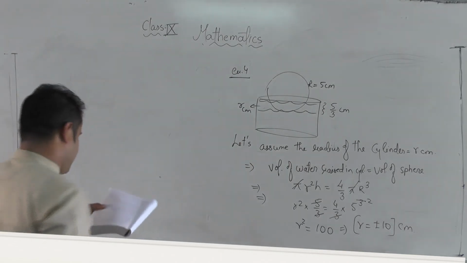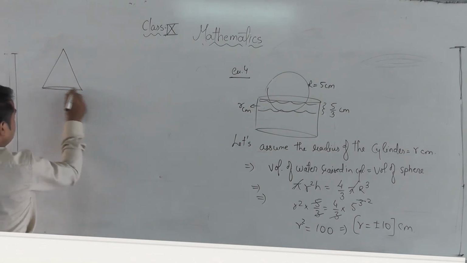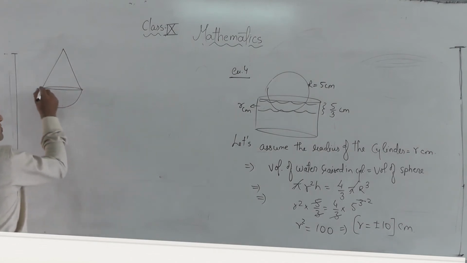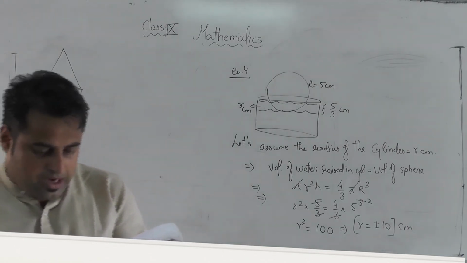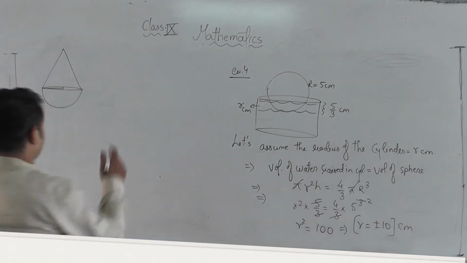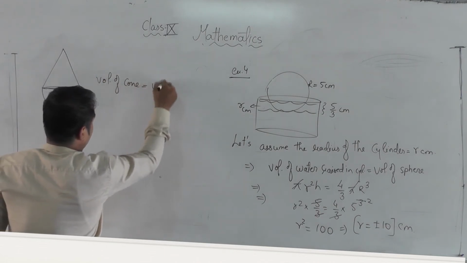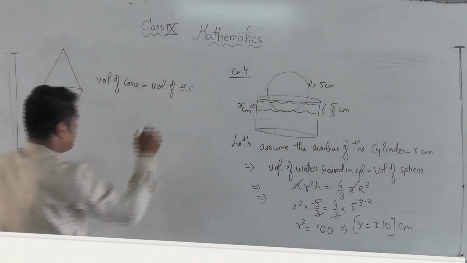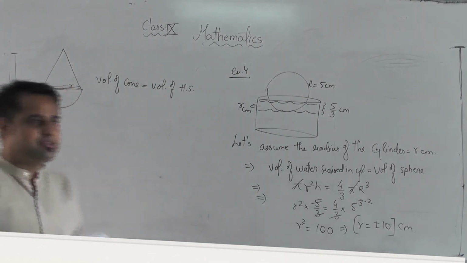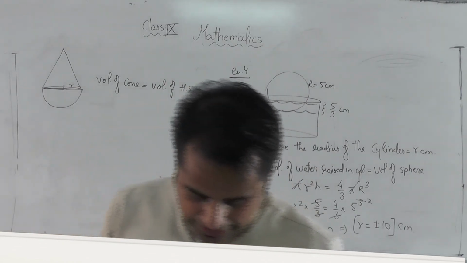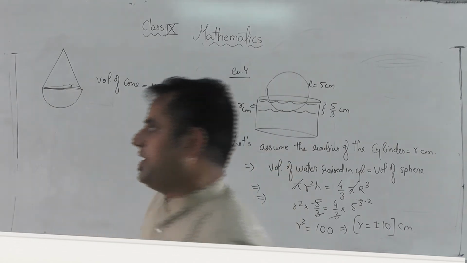A cone and a hemisphere have equal bases. A cone and a hemisphere having equal bases. This is the base for the cone and the base for the hemisphere as well. They have equal volumes. So here what is given to us is volume of cone is equal to volume of hemisphere. Now see, one thing in common, that is radius. When bases are equal, that means the radii are equal. So the radii of both cone and hemisphere are equal. Find the ratio of their heights. We need to find the ratio of their height.